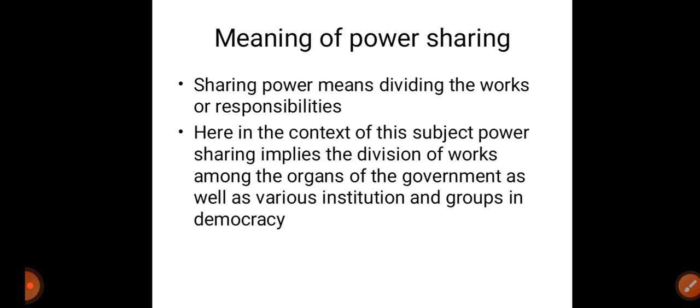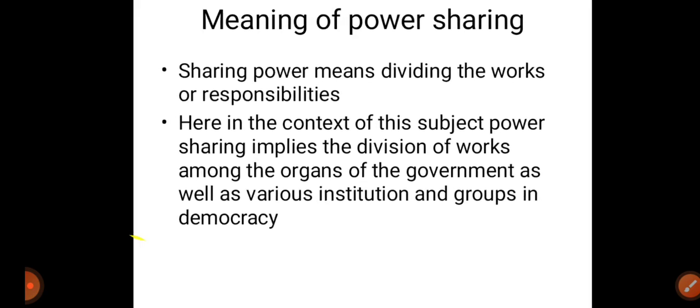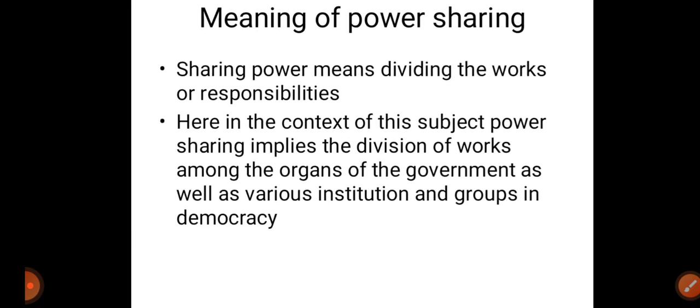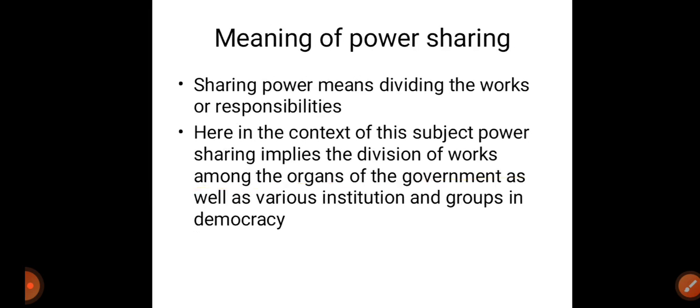In the context of this subject, power sharing implies the division of works among the organs of the government as well as various institutions and groups in a democracy. So in this book, political science, power sharing is basically understood as the division of works among the organs of the government, as well as the various institutions that exist in the democratic setup, and also among the various groups in the society or the democratic country, right? So I think you are clear with the meaning of power sharing, right?